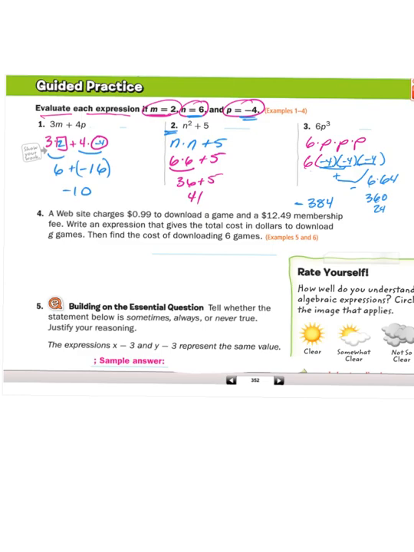Okay, so I'm going to pause for a minute and let you write this down. You're going to pause it and write these things down so you have these as examples of how to evaluate an expression, because you're going to need to know these things.